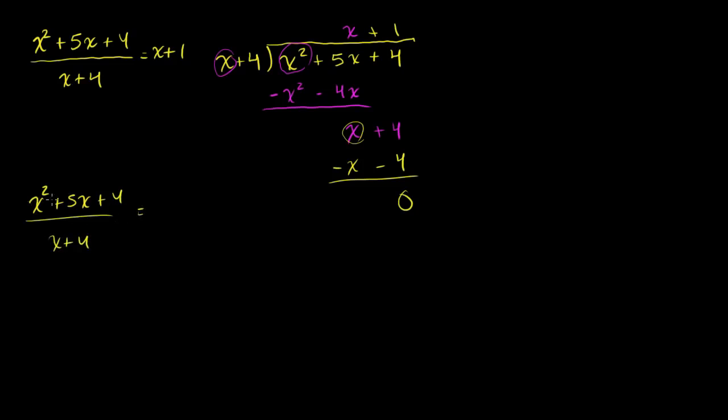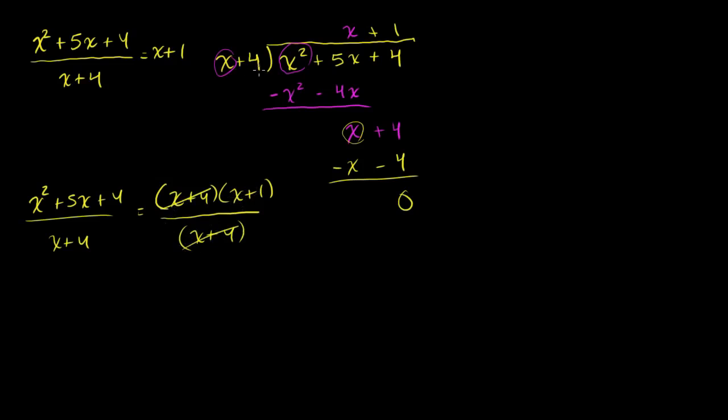This is the same thing as what? We could have factored this numerator as x plus 4 times x plus 1. 4 times 1 is 4, 4 plus 1 is 5. All of that over x plus 4. That cancels out, and you're left just with x plus 1. Either way would have worked.